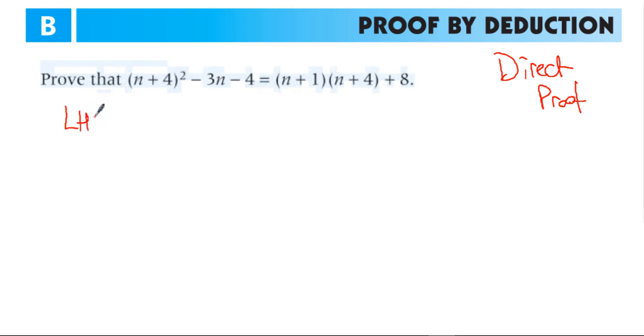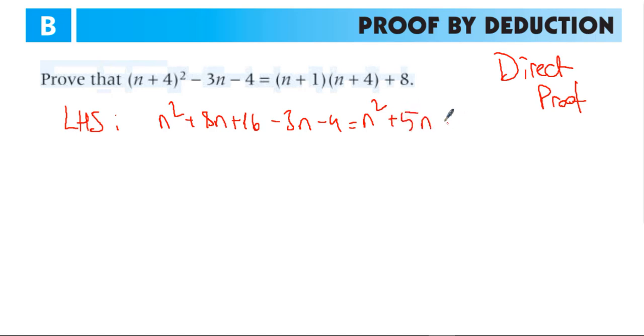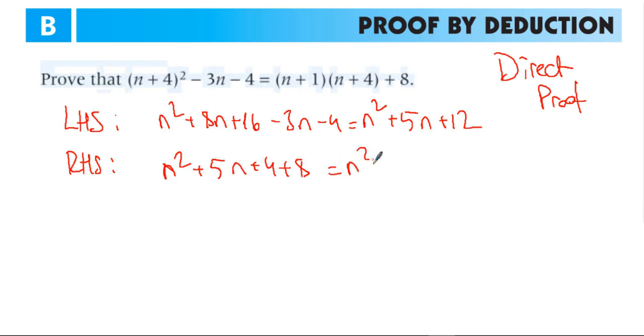Left-hand side: what will it be if you open the brackets? It will be n squared plus 8n plus 16 minus 3n minus 4, right? If you simplify it, it will be n squared plus 5n plus 12. And the right-hand side, let's see the right-hand side also. If we open it, n squared plus 5n plus 4 plus 8. So as you can see, n squared plus 5n plus 12. The left-hand side equals the right-hand side. So this is one of the methods of proving.